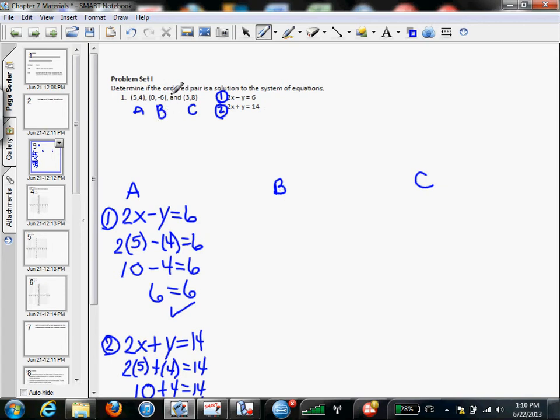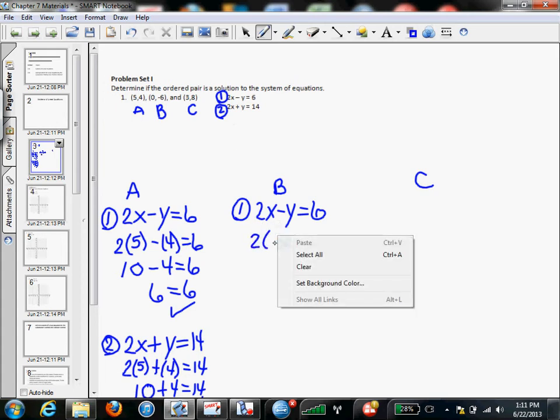But now we have to see, does the coordinate pair B and coordinate pair C also work for equations 1 and 2? So let's test that out. So for B, we'll just rewrite the first equation. And now we'll place in the B coordinate. So where we see an x, we'll put in a 0, and where we see a y, we'll put in a negative 6.